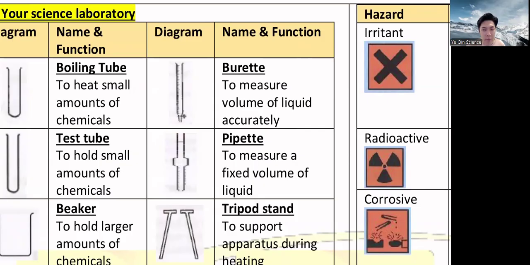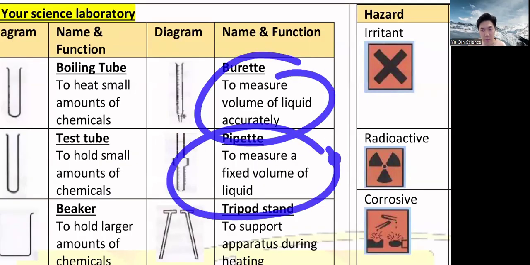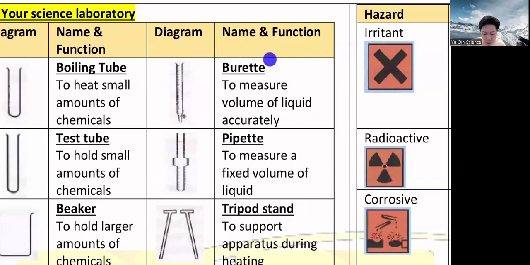That's not science, right? So I think the better answer here is to write down the function. What's the difference? A burette is to measure accurately. For example, I want to measure 16.7. I can measure the 0.7 very accurately.